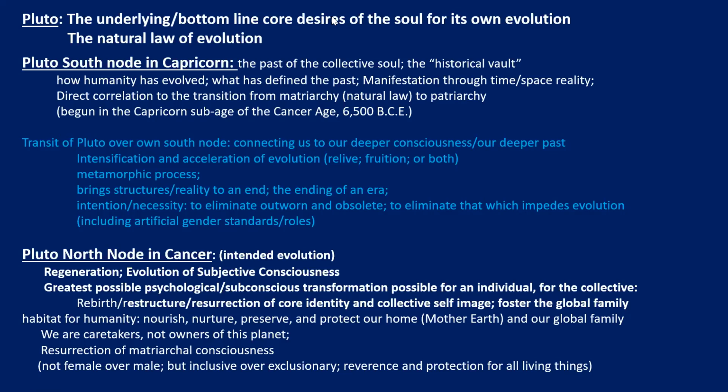Pluto, involution and evolution, building form to destroy form to build form again. Pluto transits Pluto over its own south node is bringing structures, bringing reality to an end. It is no less than the ending of an era, an ending of an age of humanity. So the intention and evolutionary necessity is now to eliminate the outworn and obsolete, to eliminate that which impedes evolution. And that includes the artificial gender standards and roles.